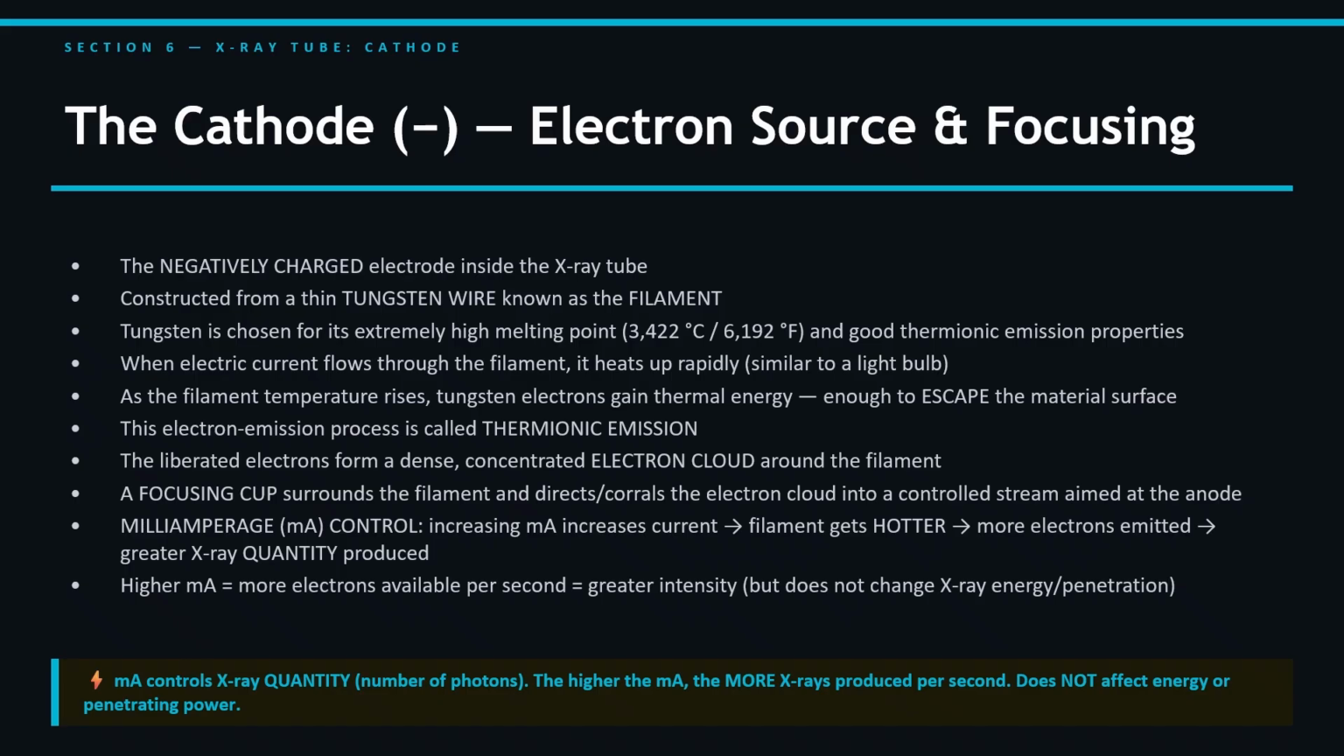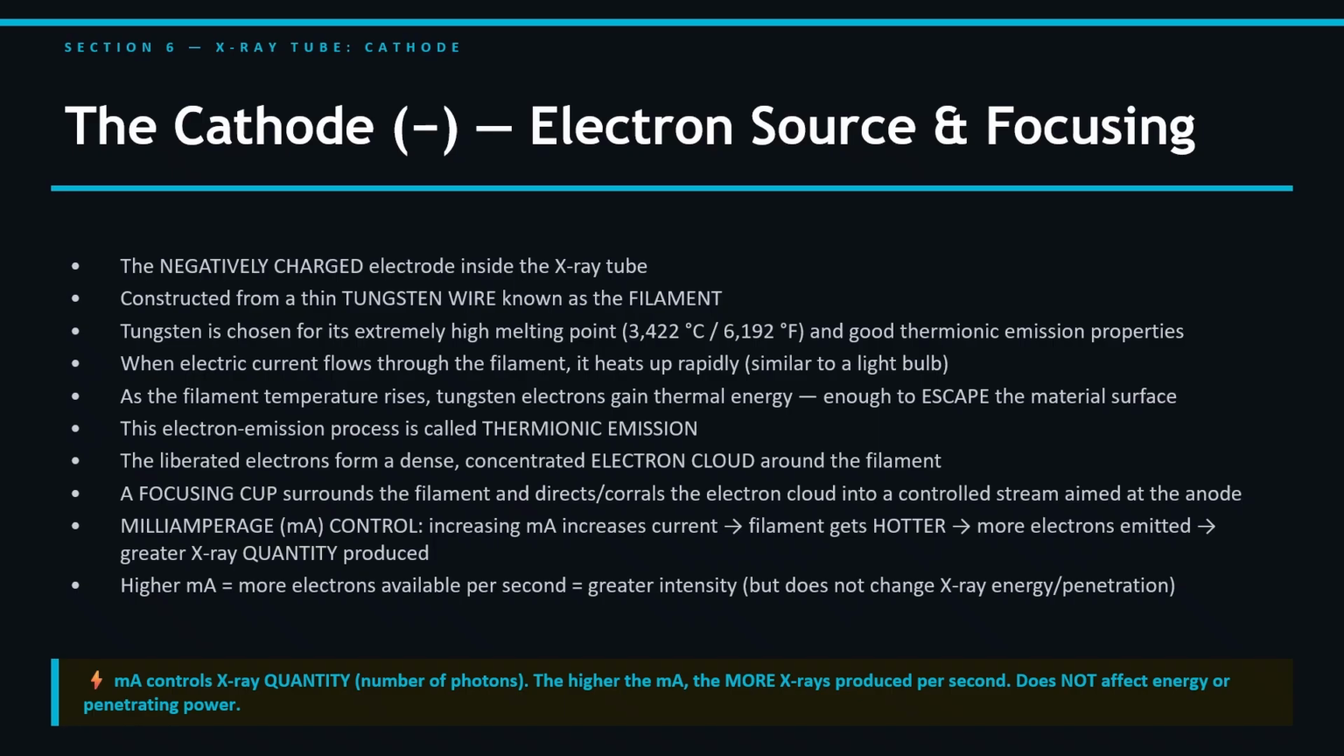The cathode is the negative side of the X-ray tube and its primary role is to provide electrons. The most important component is the tungsten filament. Tungsten is selected because it can tolerate very high temperatures and provides suitable electron emission characteristics. When current passes through the filament, it heats up. At sufficiently high temperature, electrons acquire enough energy to escape the metal surface. This is thermionic emission. A focusing cup then helps concentrate the electron cloud toward the anode target.